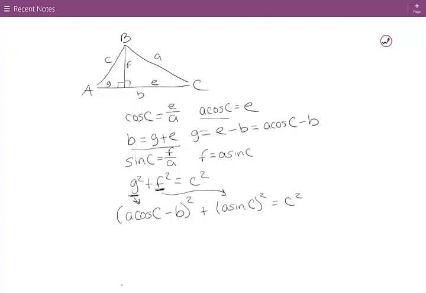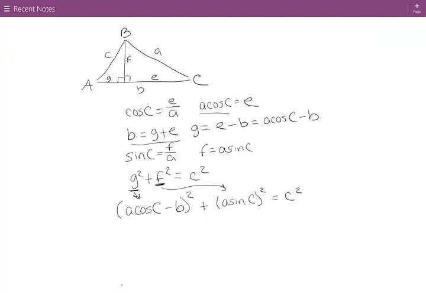And this right here is kind of the law of cosines, but this is not how you'll normally see it represented. We'll need to simplify it a little bit in order to have a working equation. So what I'm going to do is FOIL out the first part: A cosine of C minus B times A cosine of C minus B. I'm going to add that to A sine of C squared, and that's all still equal to C squared.